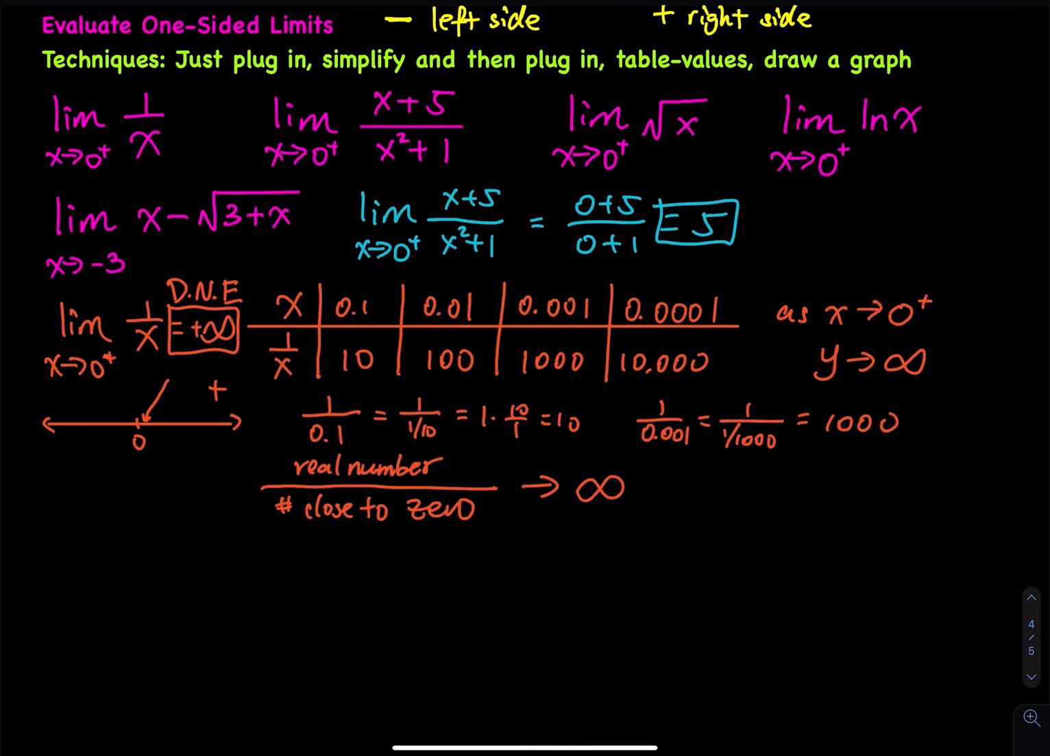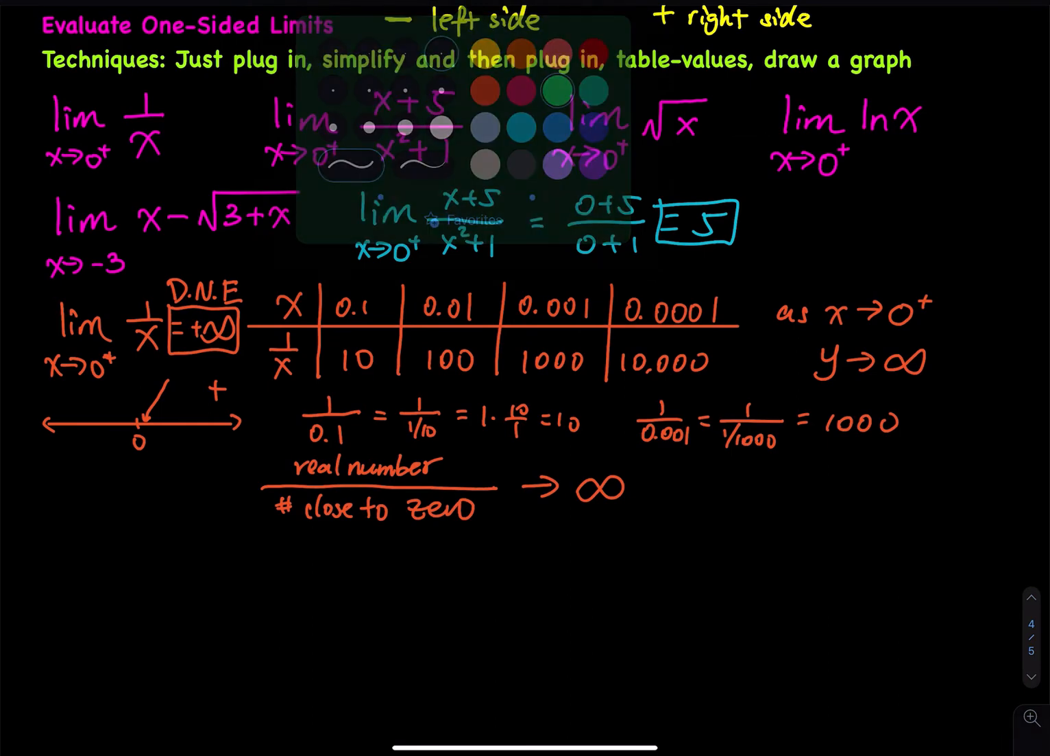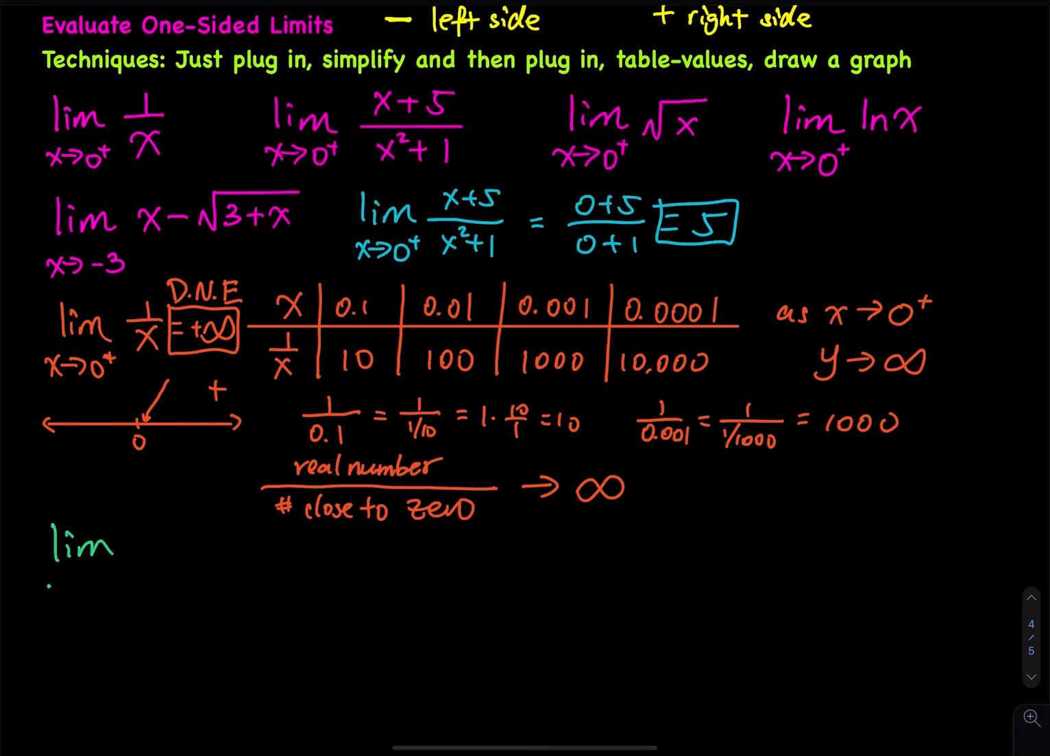All right. And then the next one is the square root of x. So let's do that. We have the limit as x approaches 0 from the right of the square root of x. So should we use a table of values? Let's try a graph first, and then we do the table of values.